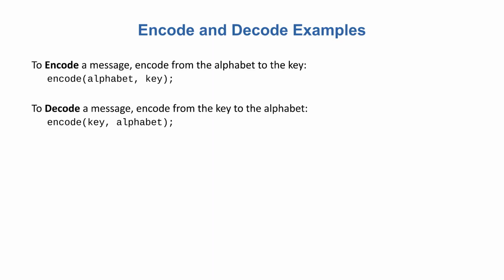Decoding a message is very similar to encoding a message. To encode a message, you needed to encode letters from the alphabet translated to the corresponding letters in the key. To decode a message, you must encode letters from the key translated to the corresponding letters in the alphabet.